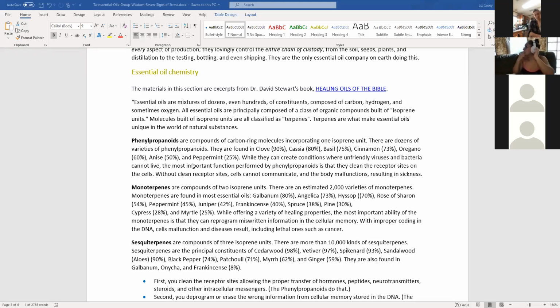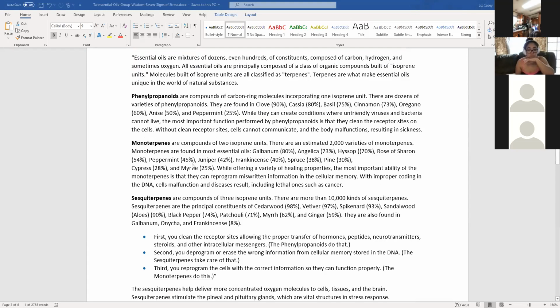The sesquiterpenes are compounds comprised of three isoprene units. There are about 10,000 kinds of sesquiterpenes. Cedarwood is one of the oils we're going to talk about today. Love cedarwood because it is so high in sesquiterpenes. The sesquiterpenes are the part of the terpenes that can come in and reprogram the cells at the DNA level. Those are molecules that can repair oxidative damage at the DNA level. And this is not anecdotal, this is actual science.